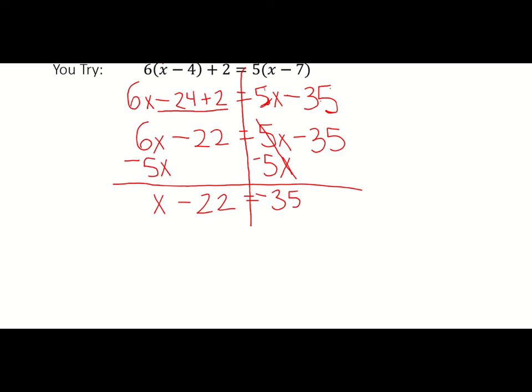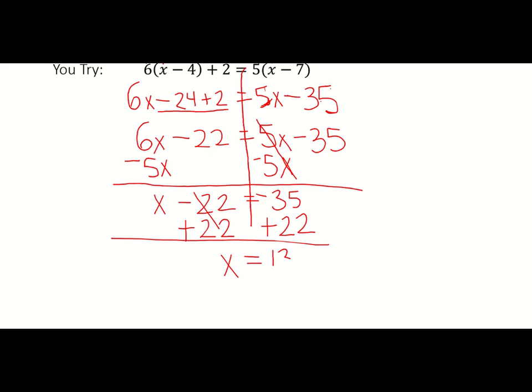So my last step here, I'm going to want to add 22 to both sides. So I'll be left with x. And remember, if they're opposite signs, we want to subtract the numbers. So 35 minus 22 would be 13. And then keep the sign of the bigger number. 35 is bigger than 22, so this is going to be negative 13. So our final answer is x equals negative 13.